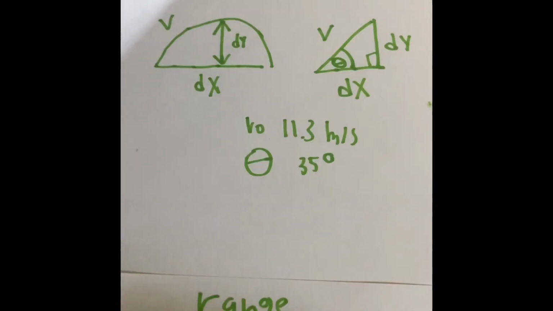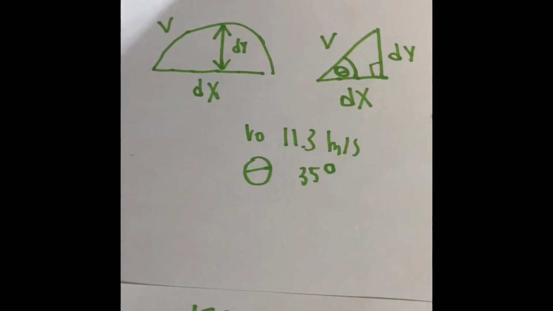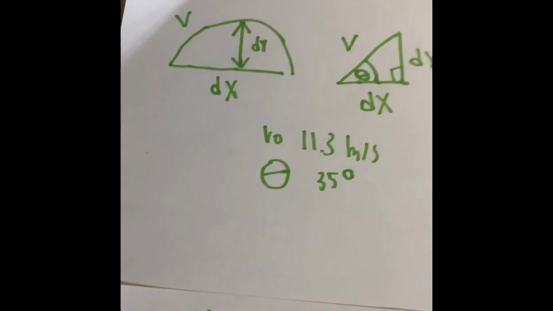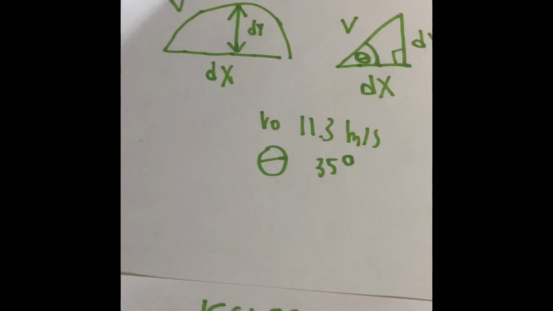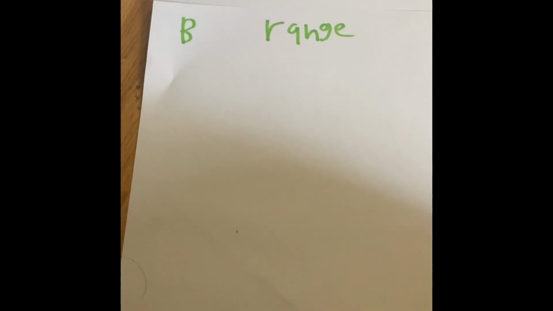Just a reminder, before we solved anything in the last video, our initial velocity is 11.3 meters per second, and the angle is 35 degrees. So let's talk about the range. When we talk about the range, we're talking about how far something goes until it completely hits the ground or comes to a fall and crashes. So for the B section, the range, here's what we have to do.